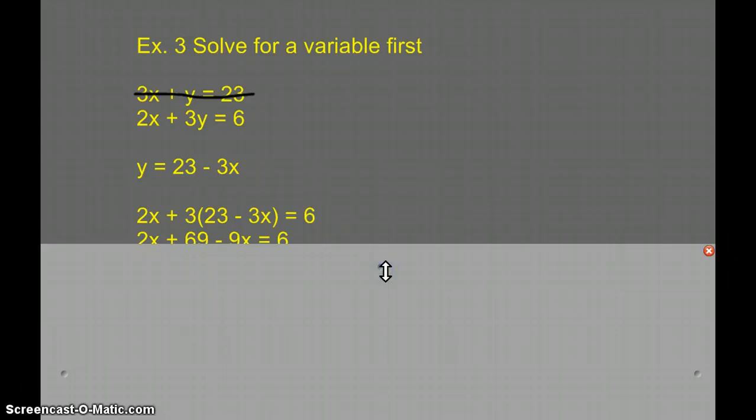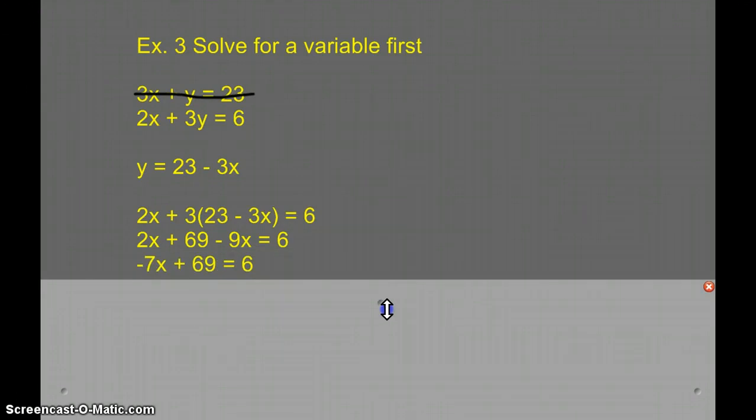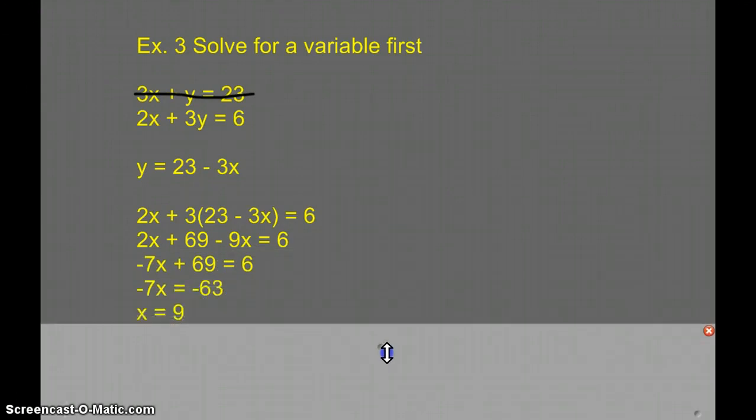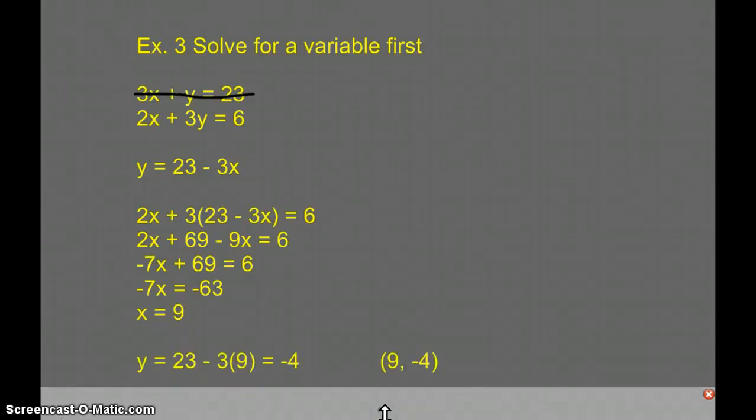Now once you're here, everything ends up being the same in every problem. I distribute, combine like terms, subtract, and divide, giving me x equals 9. Once I have my x, I need to find my y. I plug back into my original equation, and again, you notice I use my new equation here that I created because it's equal to my original equation, 3x plus y equals 23. I can use that just as well as the original.